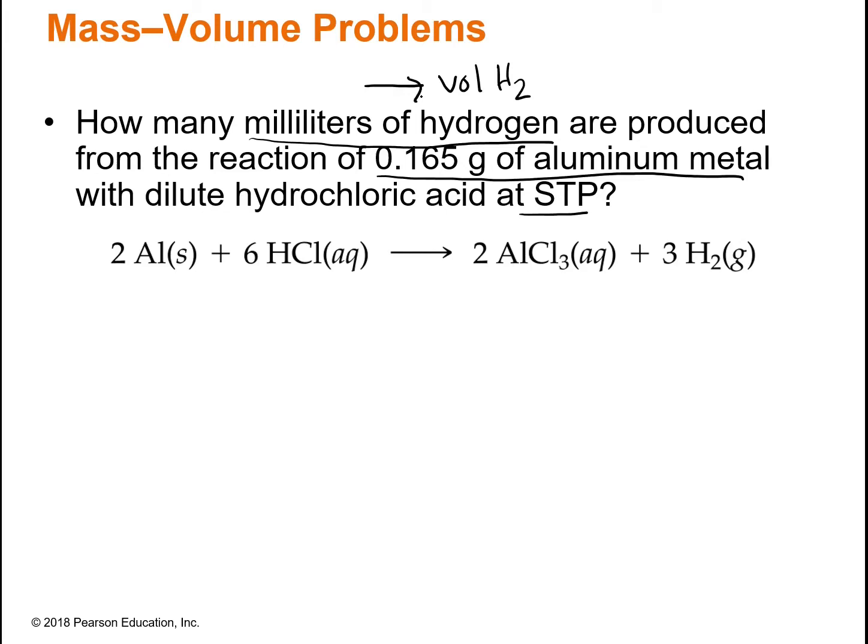So we know that's what we're trying to figure out. What we're given is a mass of aluminum metal. So that makes this a mass to volume question. Since we know it's a mass to volume question, we know that we're going to need the molar mass of aluminum to figure out the number of moles. For that, you just go to the periodic table.